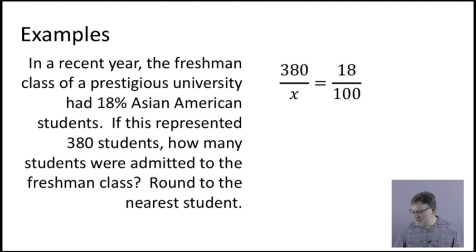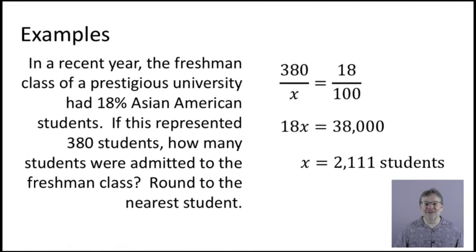Again, we're going to cross multiply. 18x is equal to 38,000. And what we get is 2,111 students and some change. We round that to 2,111 for numbers of whole students there.